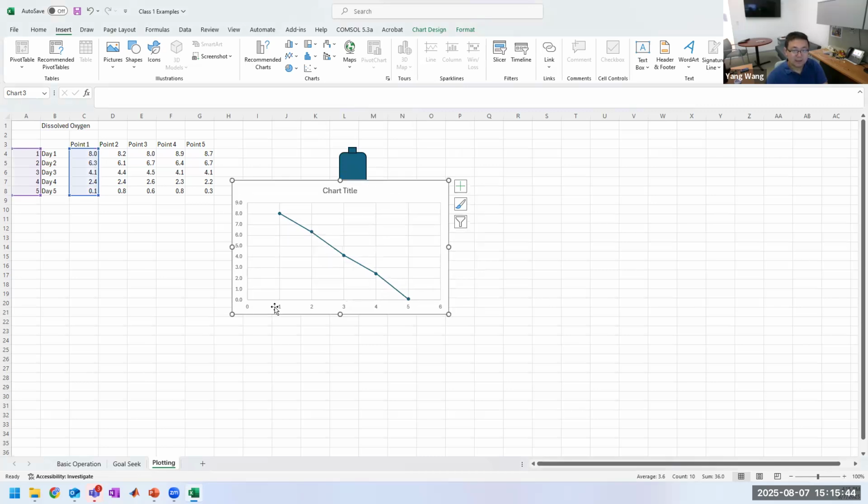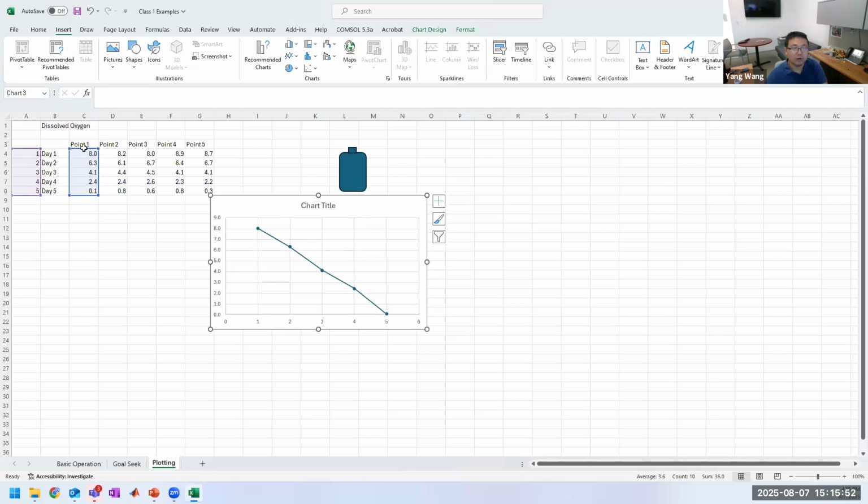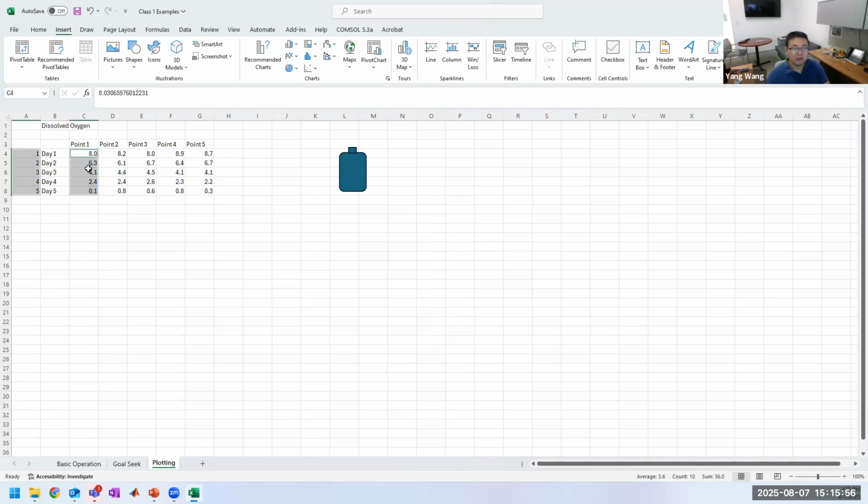So you can see that the x-axis is the days, right? The y-axis is the dissolved oxygen concentration. Okay, so this is for 0.1. So we can actually plot it out for all of these data. Here you see there are strings above these values, so we can just delete them for now. Let's just move them somewhere else.